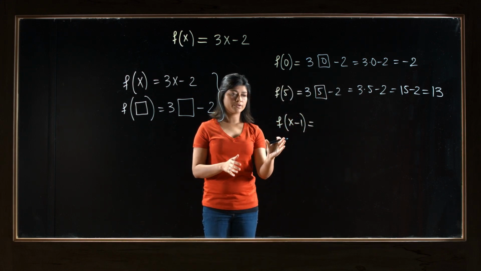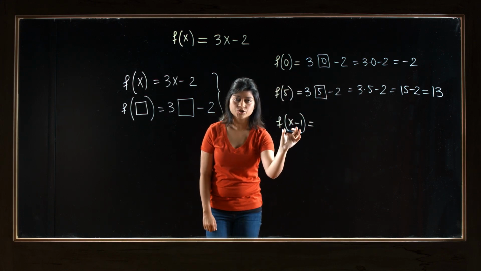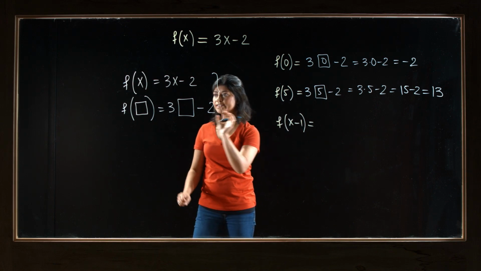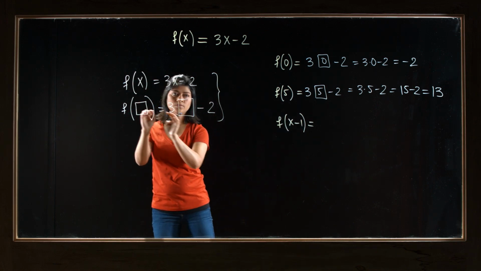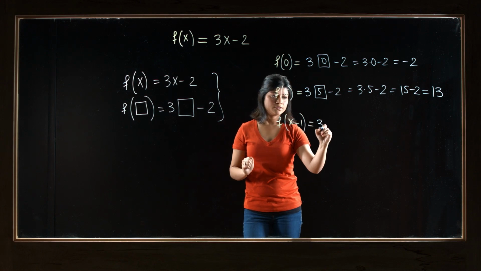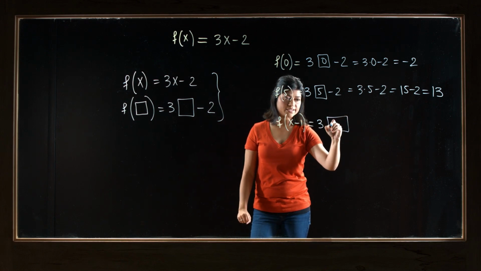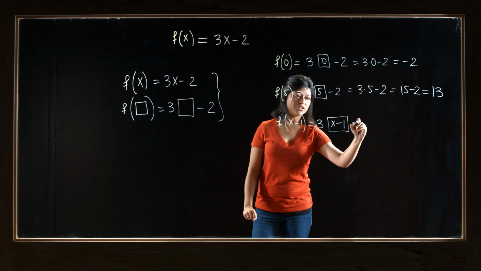All right, the last one. Now you have to put an entire expression inside this empty box. So you have 3, and inside the box, you put x minus 1. And then you have minus 2.